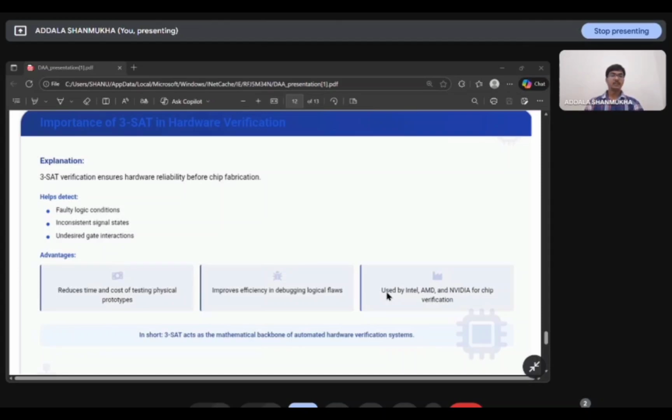Since the solver gives exact failing cases, big companies like Intel, AMD, and NVIDIA use these methods for chip verification. So 3-SAT works like the mathematical backbone of modern automated hardware verification.